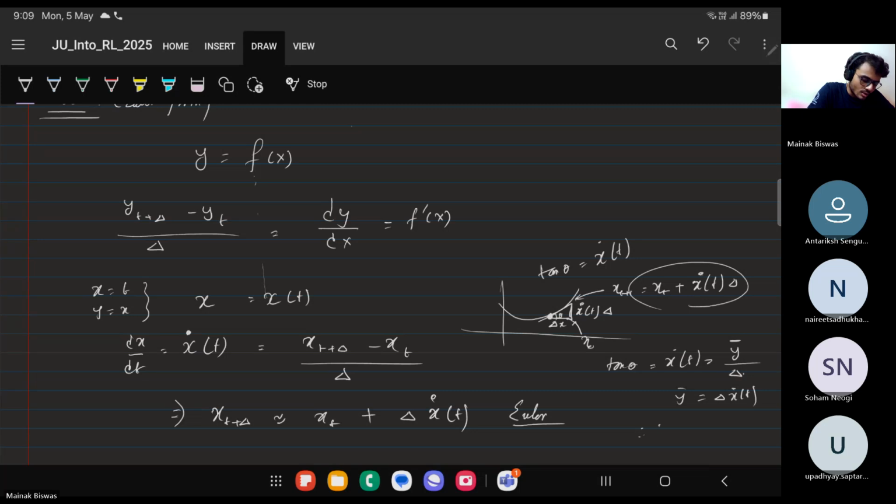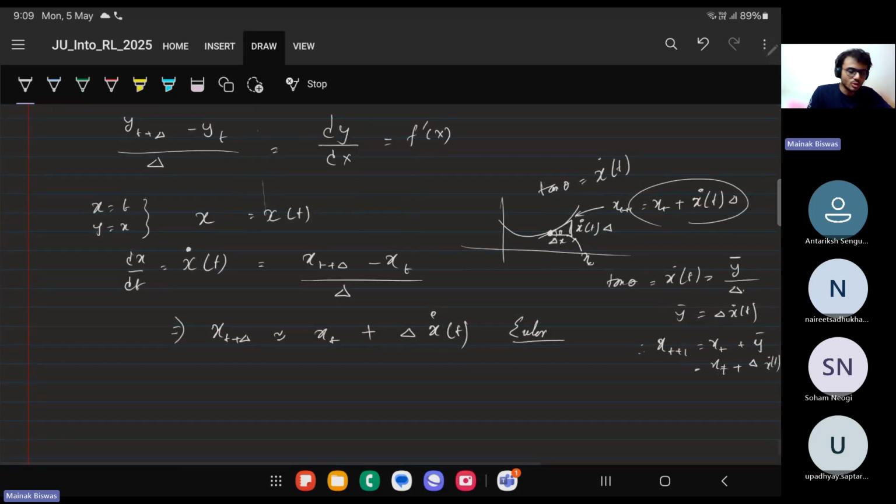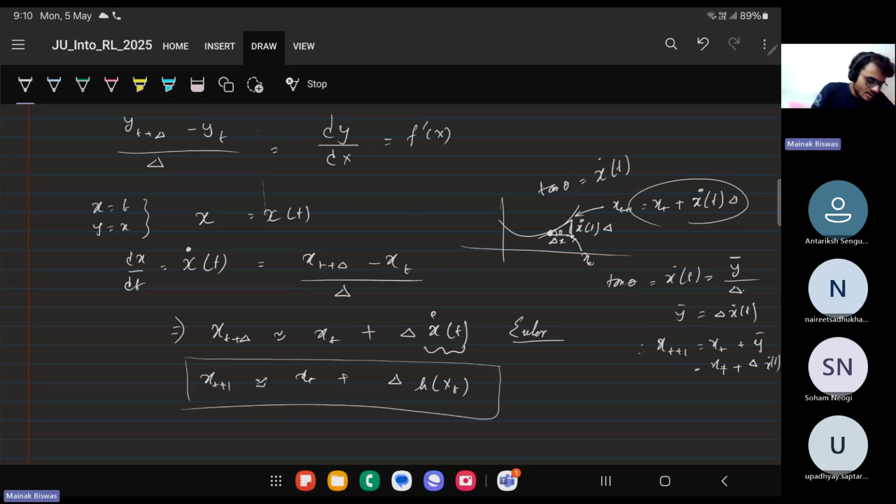Therefore, x(t+1) is equal to x(t) plus y bar, which is equal to x(t) plus delta into x dot t. So basically, using this triangle, I am going from this point to this point. That's it. So I represent x dot of t as, say, h of x(t). This is your Euler equation, and I write it as a difference equation. So this is the difference equation form.